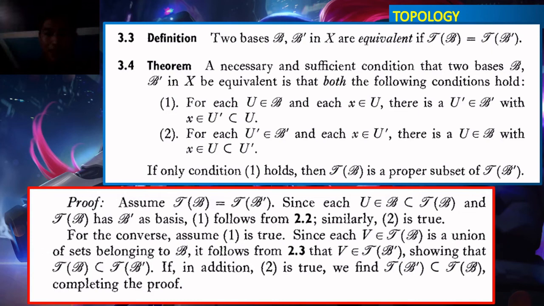There is a U prime element in B prime. So this is the class of the Cartesian product. Okay, we can see that for X, as an element, it is in a class, like a circle, an open circle, and X is in the middle.